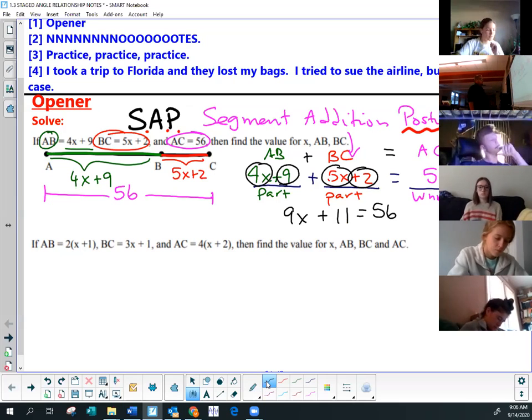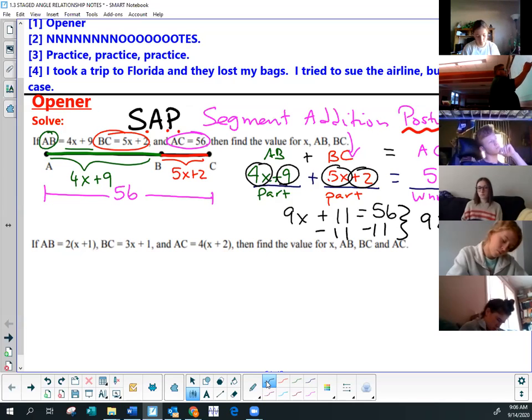Okay. So if we subtract off the 11, well, we'll have 9x is equal to 45. Divide out the 9. We have x is equal to 5.